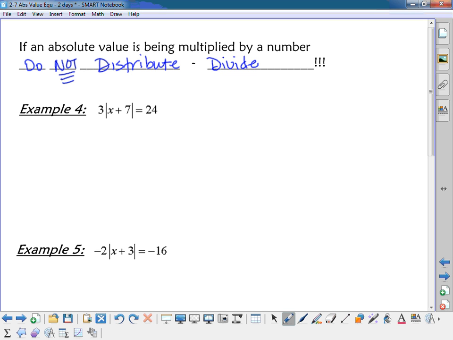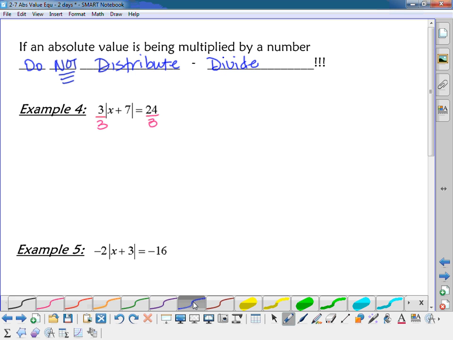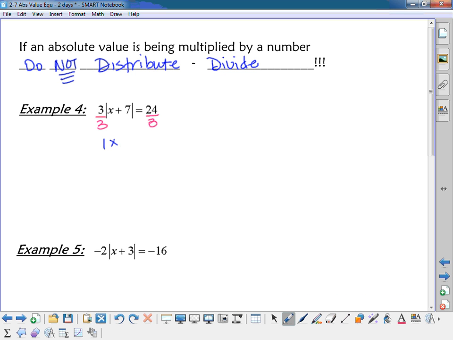Okay, so for example 4, you see what I mean? The absolute value is being multiplied by 3. So I have 3 times the absolute value of x plus 7 equals 24. I am not going to distribute. What I'm going to do is I'm going to divide both sides by 3. So I divide here by 3 and I divide here by 3. Now I have the absolute value of x plus 7 is equal to 8.